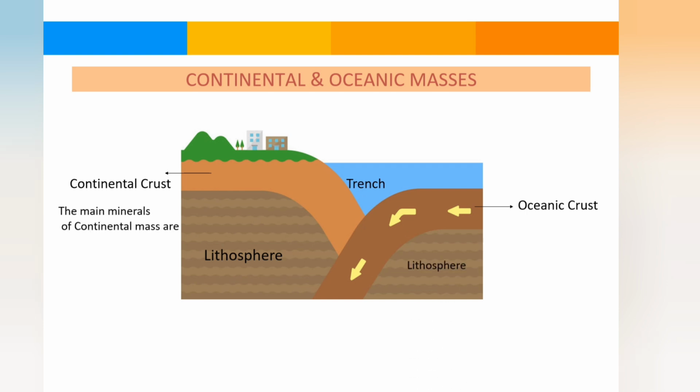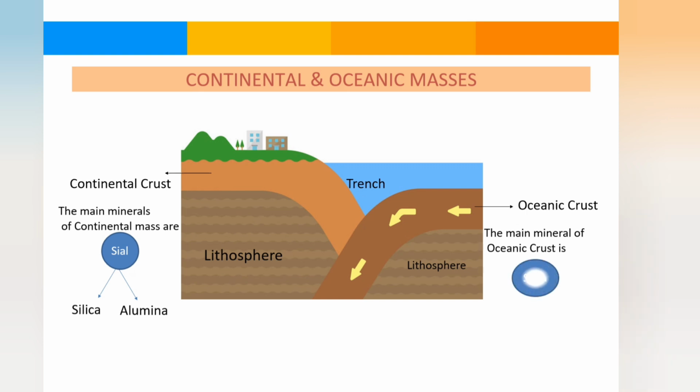Now what is this continental crust mainly made up of? It is minerals, and the main minerals of the continental mass, in short I will call it Sial. Sial means that it is based on two minerals, silica and alumina. And the oceanic crust has the main mineral Sima, which is silica and magnesium.